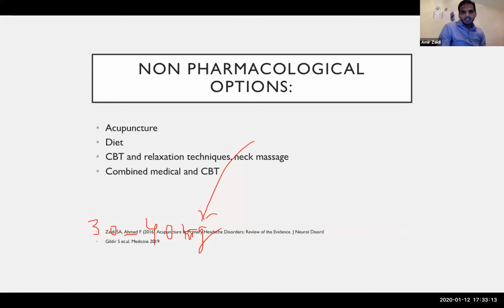So non-pharmacological options for the tension type headaches, there is some evidence that acupuncture does help. Diet helps as well. Diet means avoiding the caffeine, avoiding the sweeteners. Cognitive behavioral therapy, relaxation techniques, and neck massages. Also, there is evidence that those strategies also help with the tension type headaches.